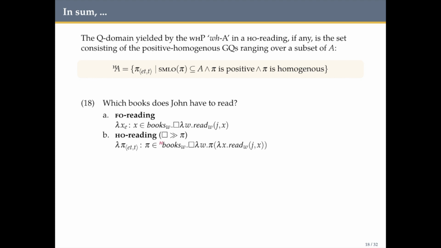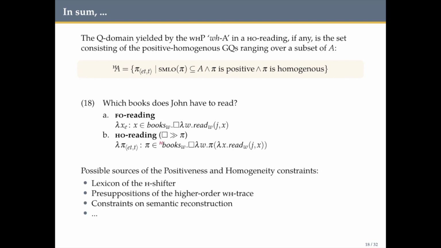Accordingly, for the question which books does John have to read, we can represent its question denotation as in 18. In particular, for the higher-order reading, the question denotation is a higher-order function that takes arguments of type <<e,t>,t> that are members in the set H books. So far, it's still unclear where the constraints like positiveness and homogeneity come from. They might be in the lexicon of the H shifter, or maybe presuppositions of the higher-order which-trace, or maybe constraints on semantic reconstruction.